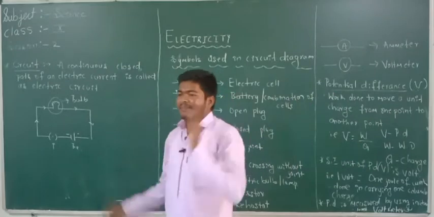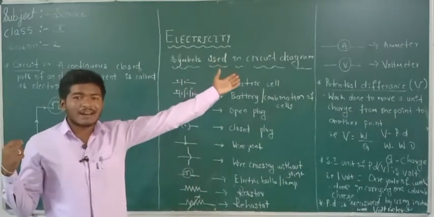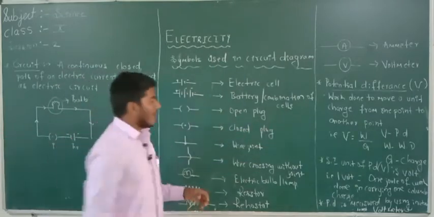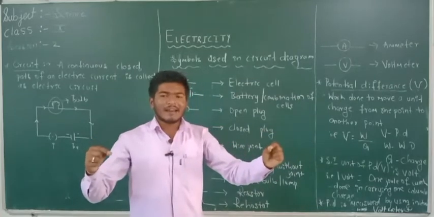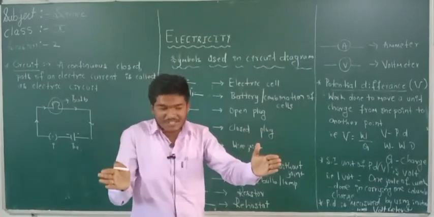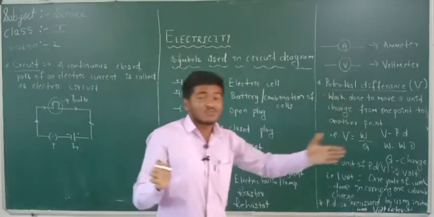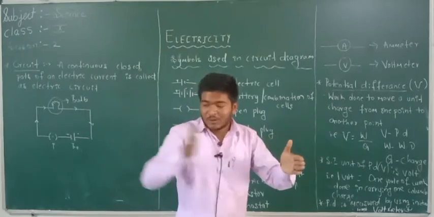Yes, in the previous session we studied electric current. What is electric current? Flow of charges. So I am considering one conductor here. Electric current is the flow of charges from this point to this point. But what is potential difference? It is the work done to move a charge from this point to this point.